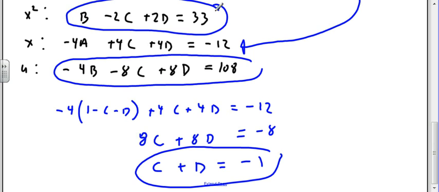All right, so I'm going to put in a 1, and a minus 2, and a 2, and a 33. And then I'm going to put in a minus 4, a minus 8, an 8, and a 108. And then I'm going to put in a 0, a 1, a 1, and a minus 1. And I'm going to tell it to solve it.